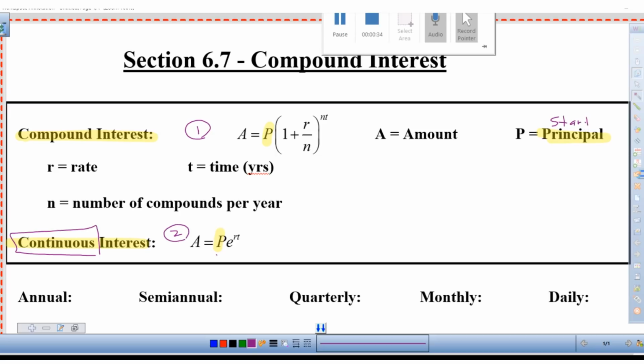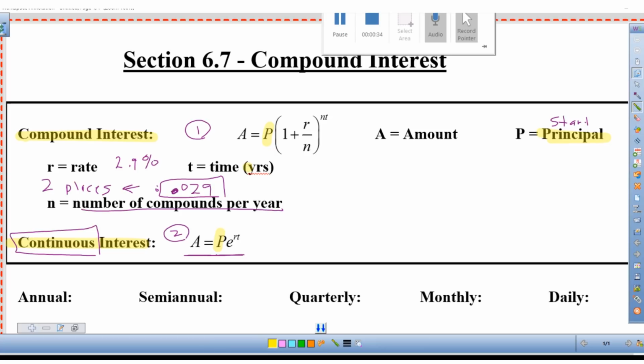R is the interest rate, but you have to be careful on that. If it's 2.9%, if that's what they tell you, you move the decimal 2 places to the left. So as a decimal, that would be 0.029. You have to make sure if it's given as a percentage, you convert it into a decimal. N is the number of compounds per year. There is no N in equation 2 because it's just compounded continuously. And then T stands for time, and that's always in years. Remember that it's always in years.